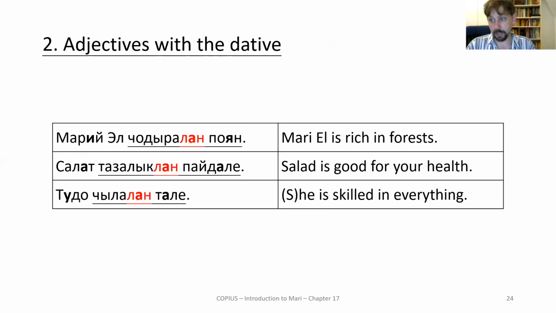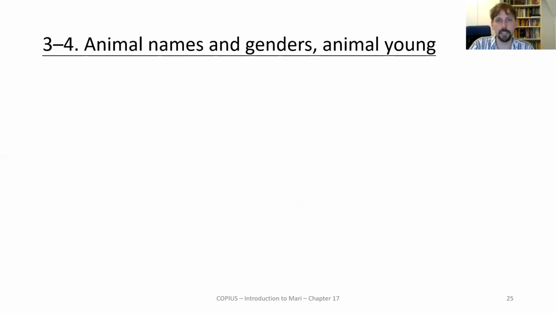Adjectives with the dative, as I mentioned in a previous chapter when looking at Poyan, we have a number of adjectives in Mari that co-occur with dative forms, like Mariel toleralan, Poyan Mariel is rich to the forest, literally, with the dative. Or if you say useful, useful for what? Dative. Talented, talented at what? Dative. Just some adjectives where you have to accept this.